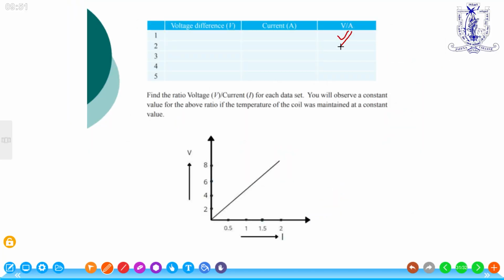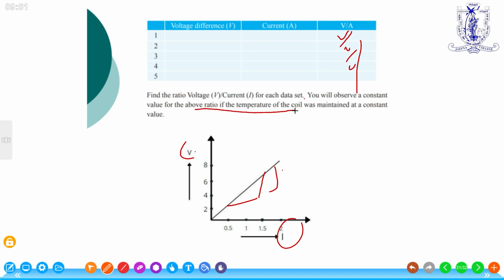In all of these, V over I is a constant value. This one is R. V over I is a constant. For each data point, V over current, you will observe a constant value of the ratio at the particular temperature.